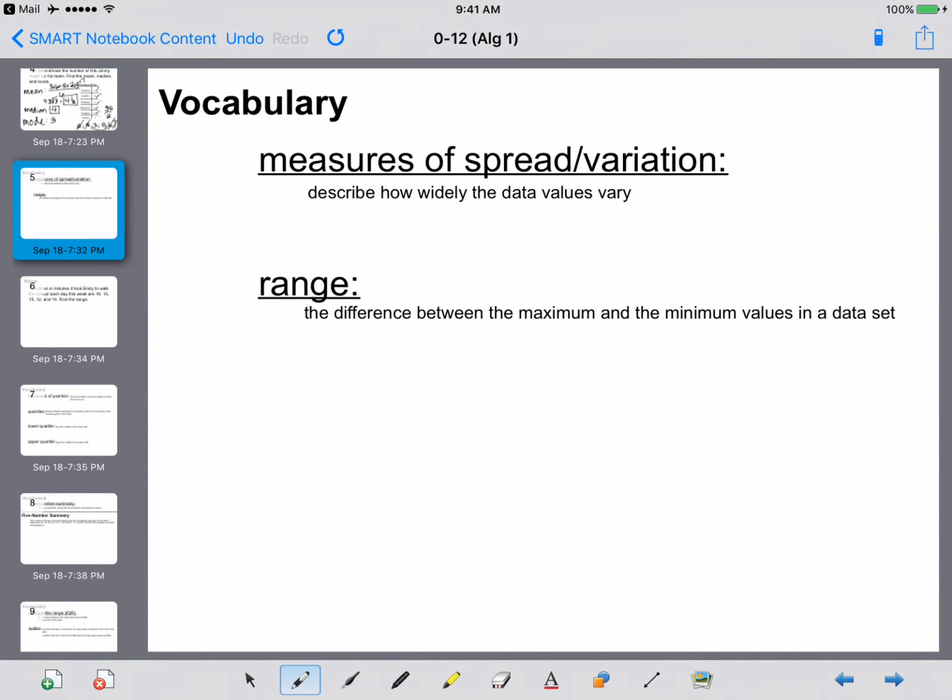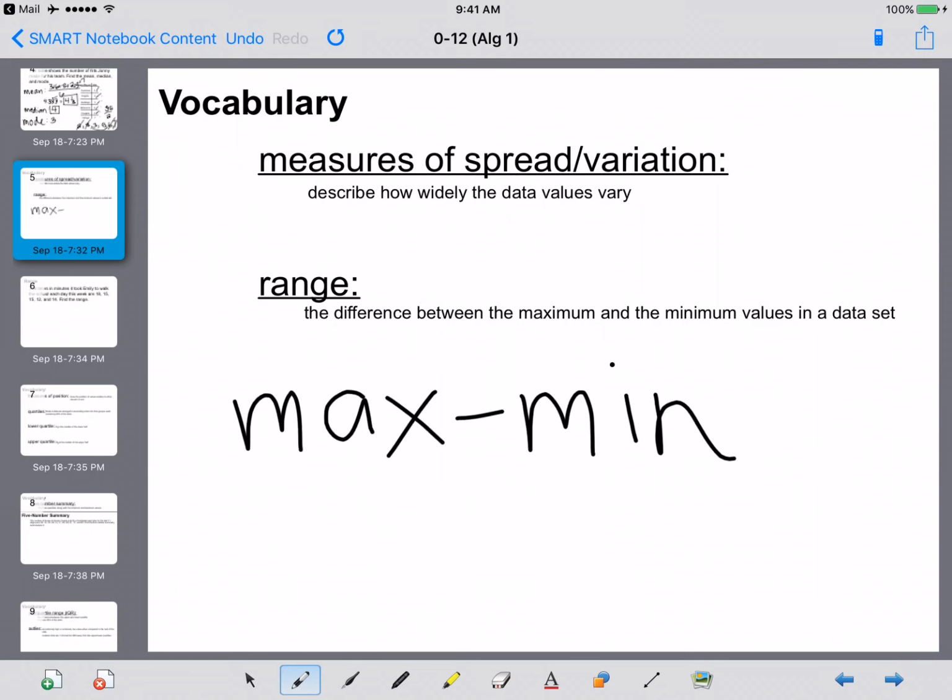And some more vocabulary for us, because we love it, is measures of spread or measures of variation. That describes how widely the data values vary. So one of our measures of spread would be the range, and that's the difference between the maximum and the minimum values in the data set. So it's your max minus your min, your biggest number minus your smallest number.